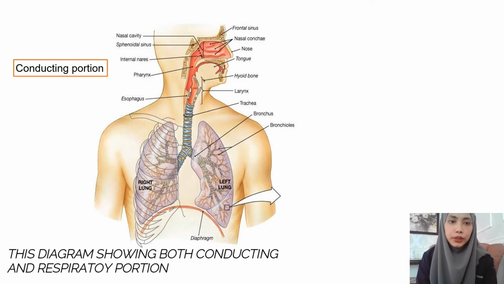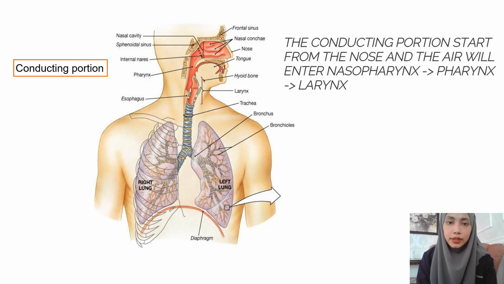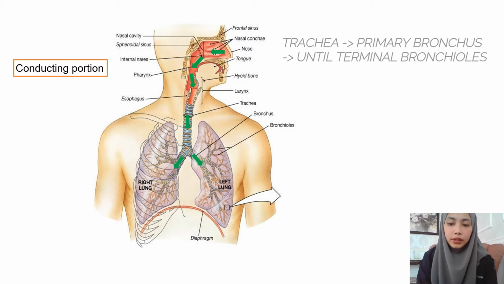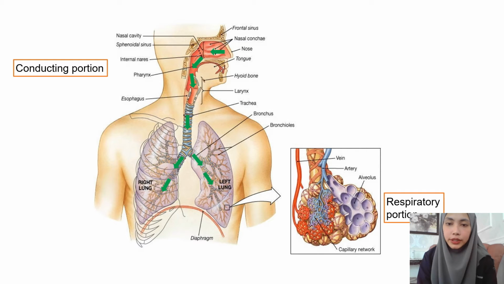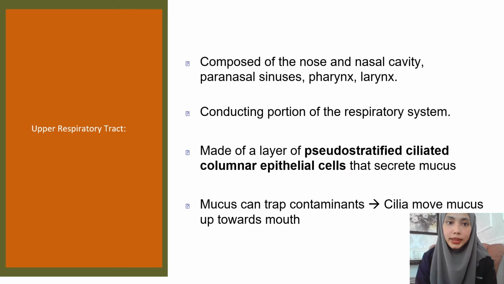So I will show you the conducting portion first. It starts from the nose. The air will enter the nasal cavity, then go through the pharynx to the larynx, enter the trachea, and go into the primary bronchus until the terminal bronchioles. And the respiratory portion consists of respiratory bronchioles, alveolar duct, and alveolus.